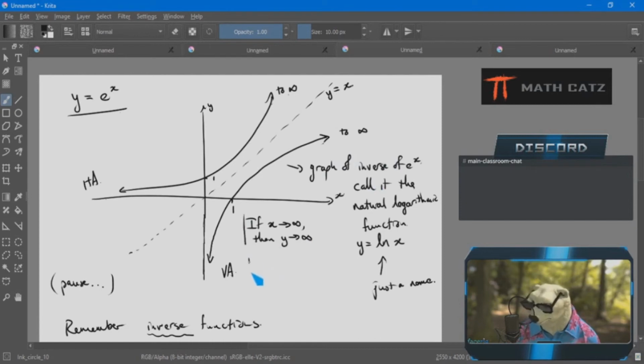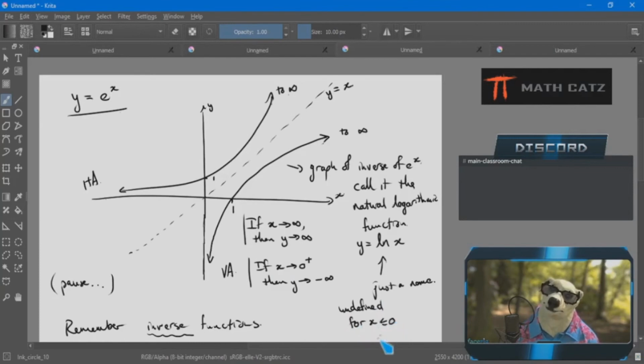So that's one. And then the vertical asymptote. If x approaches 0 from the right, then y approaches negative infinity. Vertical asymptote. It's undefined for x less than or equal to 0. See, it doesn't cross this y-axis. It's only half of the space. It's half a graph. Because of how it was flipped. Because what was flipped? The exponential function. And then I get this situation.